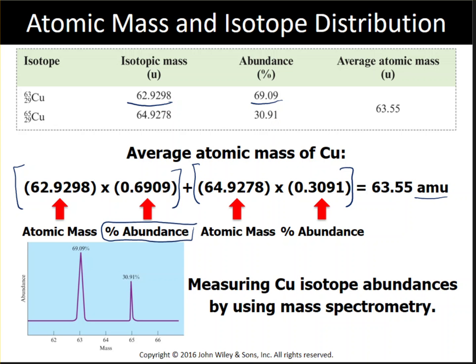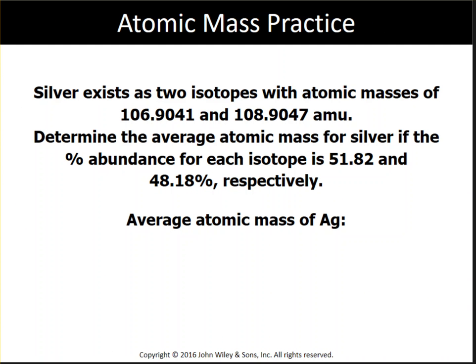For example, silver exists as two isotopes with atomic masses of 106.9041 and 108.9047 AMU. You want to find the average atomic mass of silver if the percent abundance for each isotope is 51.82 and 48.18% respectively.